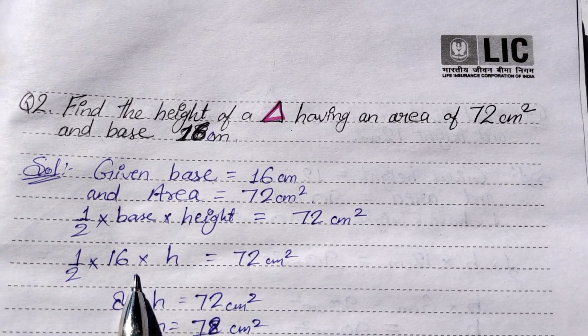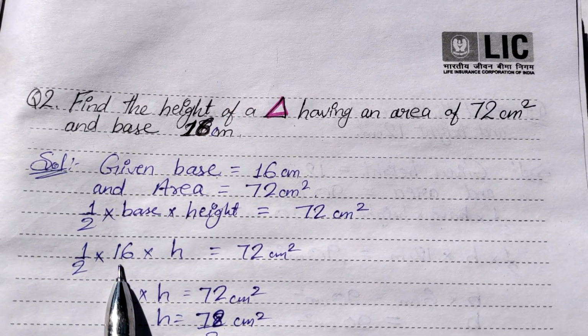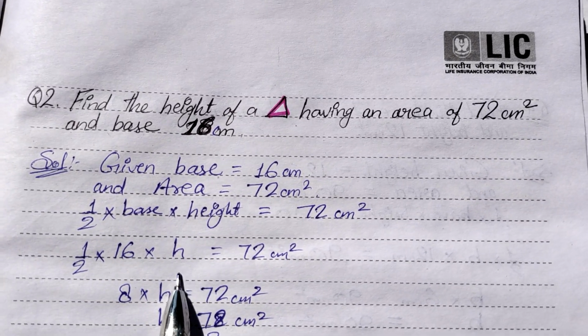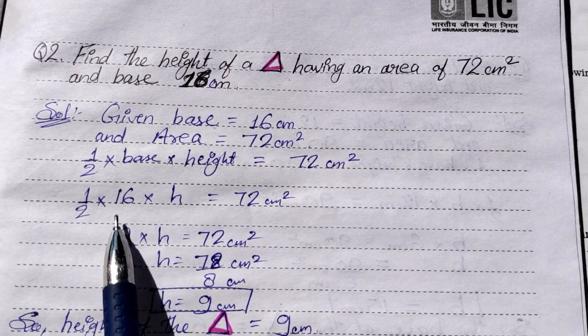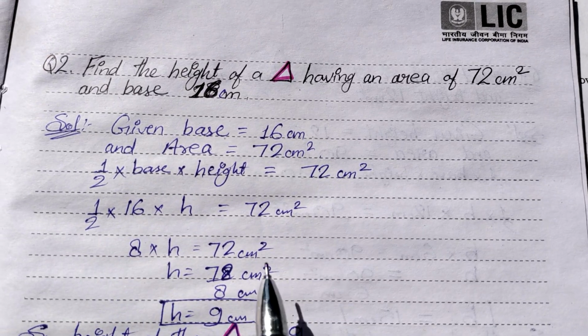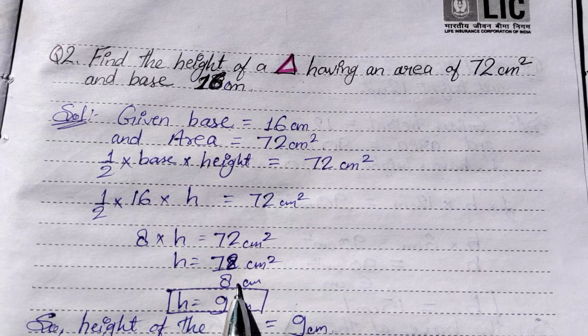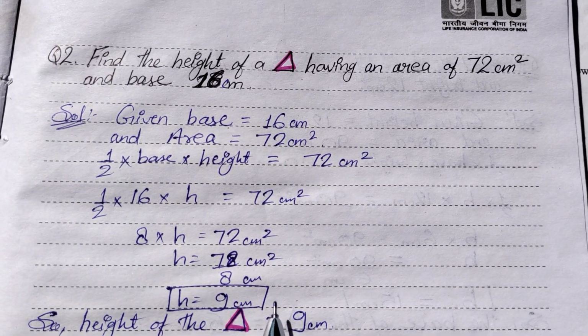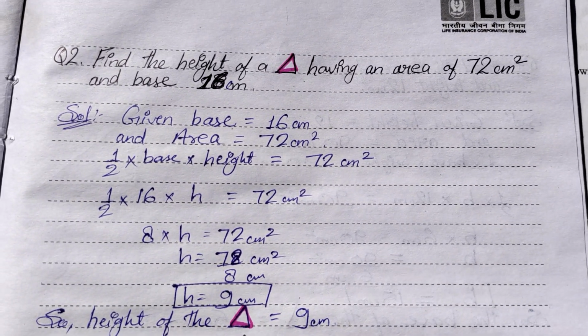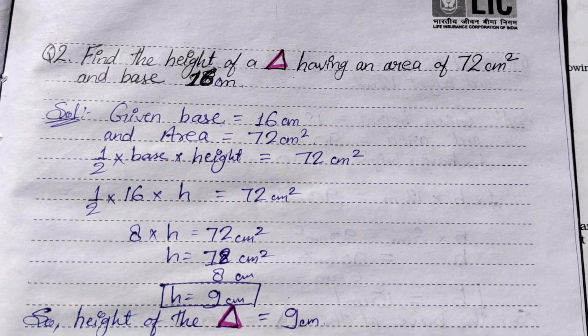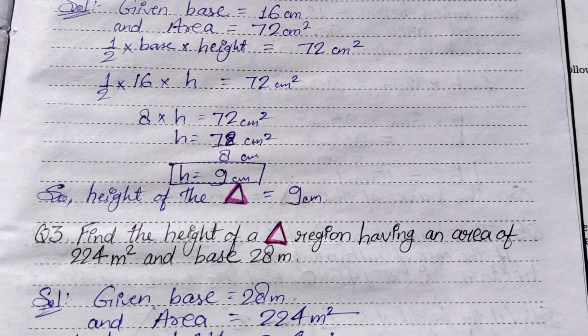Now we have base and we have to find height. So 1/2 into base 16, let height be h, is equal to 72. Now transfer all this to the right side. We have height is equal to 72 upon 8, and height is equal to 9 centimeter. So height of the triangle is 9 centimeter. Now moving on, third question.